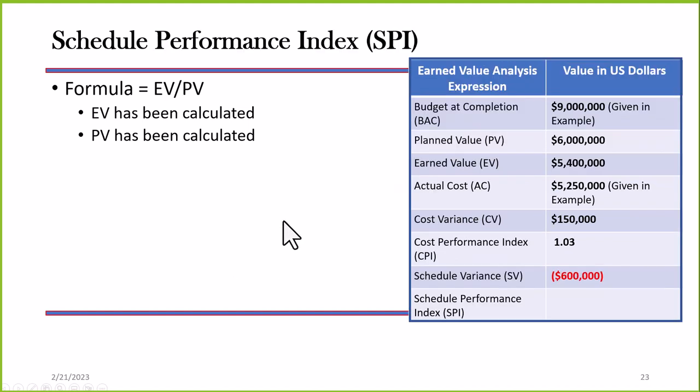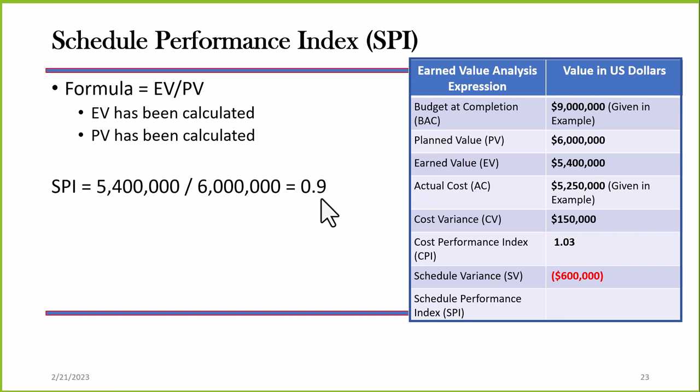So we have then our formula for SPI, Schedule Performance Index. The formula is EV divided by PV. So earned value has been calculated and planned value has been calculated. So we pull that from our table over here, earned value and planned value, and we plug it into the formula. That gives us an SPI of 0.9. We have a problem. And this validates the fact that our SV was a negative number. So we are behind schedule big time.